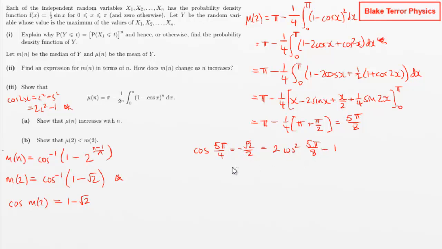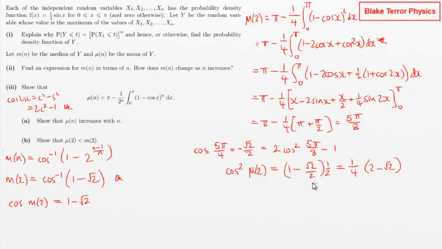So I've got the cos squared of that angle is going to be equal to 1 minus root 2 over 2, all multiplied by a half. It's got some similarities because I've got 1 minus root 2 lurking around in some of these things. Let's write that as a quarter of 2 minus root 2.